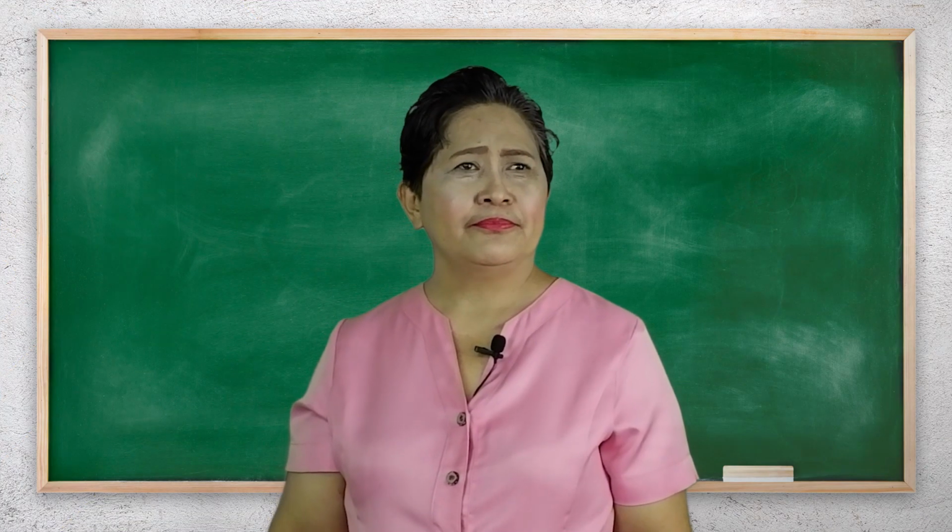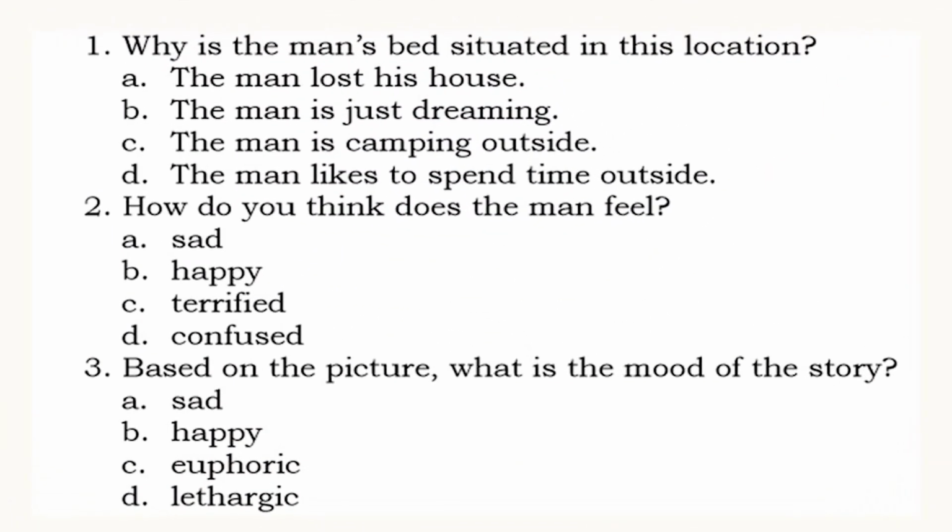Number 1. Why is the man's bed situated in this location? Letter A, the man lost his house. Letter B, the man is just dreaming. Letter C, the man is camping outside. Letter D, the man likes to spend outside.